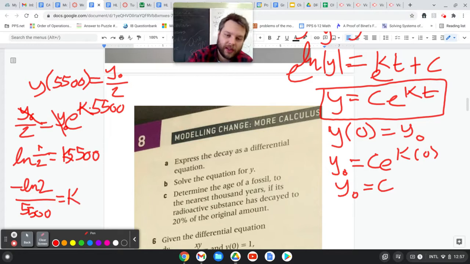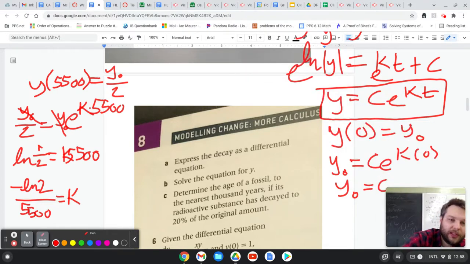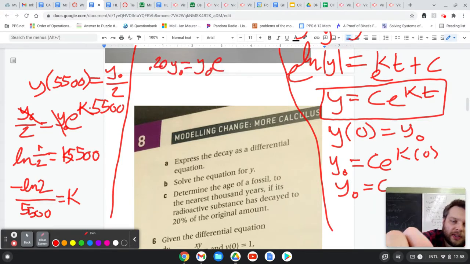We can put all that back together to answer question C. Determine the age if the radioactive substance has decayed to 20% of the original amount. And so we should get a number bigger than 5,500 because 20% is more decay than half-life. So we have 0.20 times the original amount equals the original amount e to the kt using our k of negative natural log of 2 over 5,500 times t.